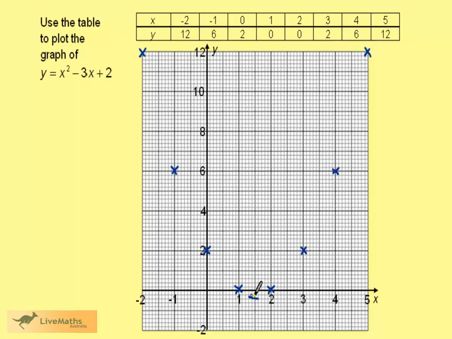All we need to do now is draw a smooth curve through the points that we've plotted. One thing to note is that the curve does not go flat across the bottom. This is a common mistake that I see from pupils when they're plotting graphs. They sometimes draw a straight line between the points 1, 0 and 2, 0. This is not the case, and you could always check this by putting into the table a value of y for when x is 1.5.